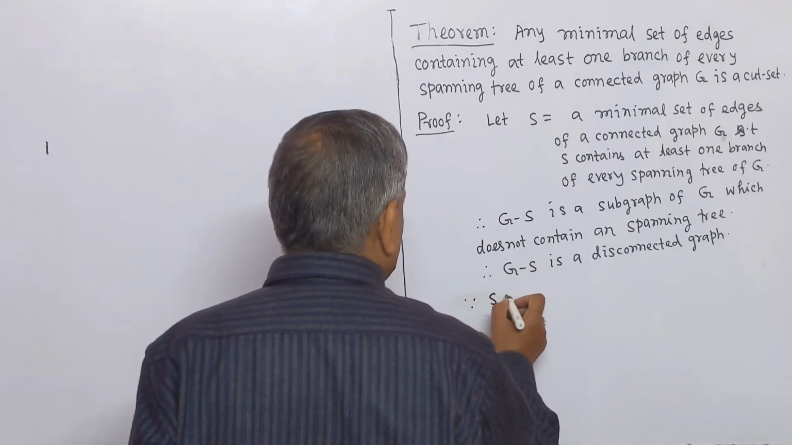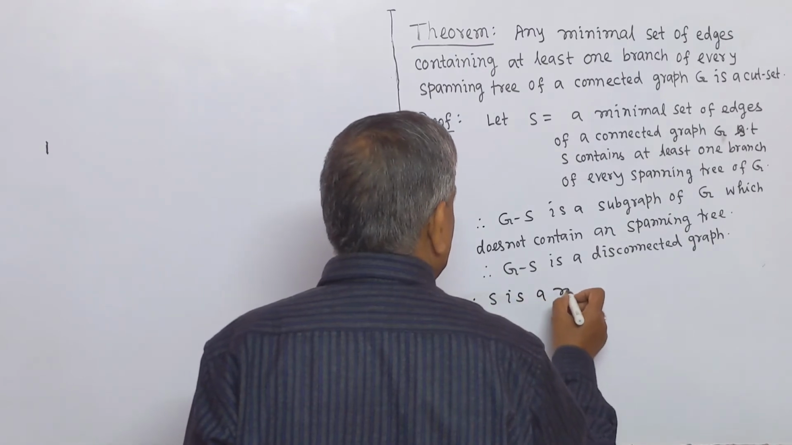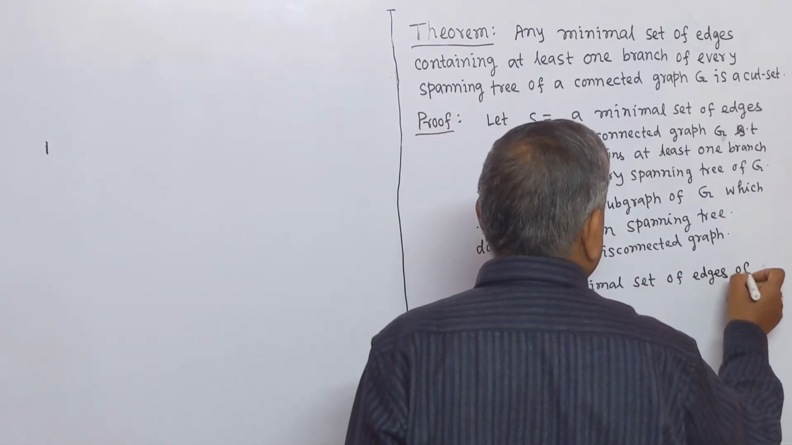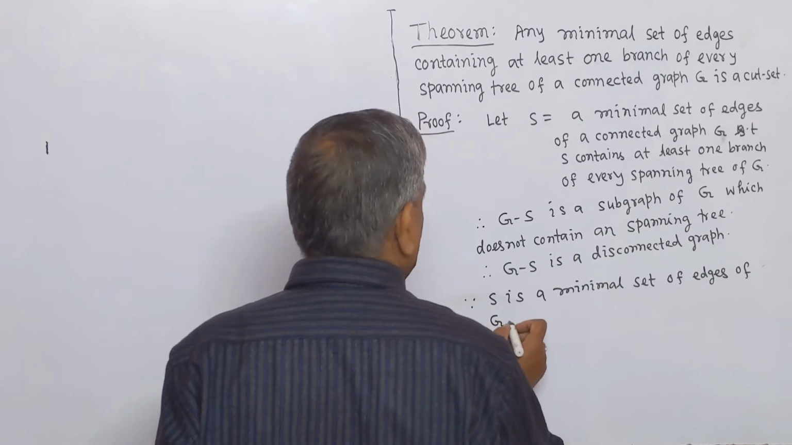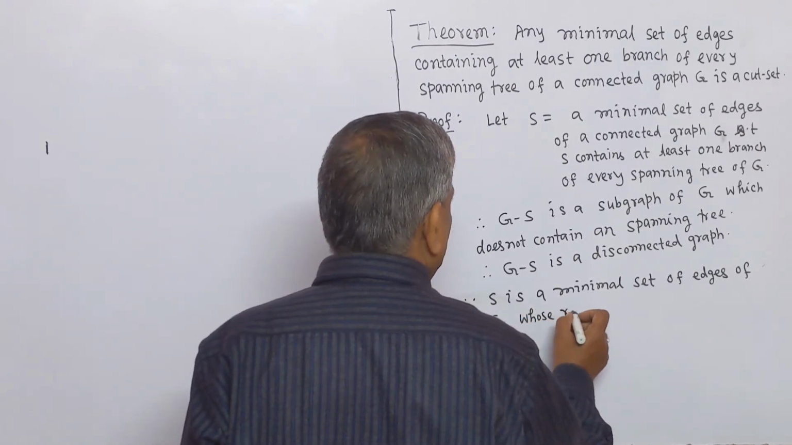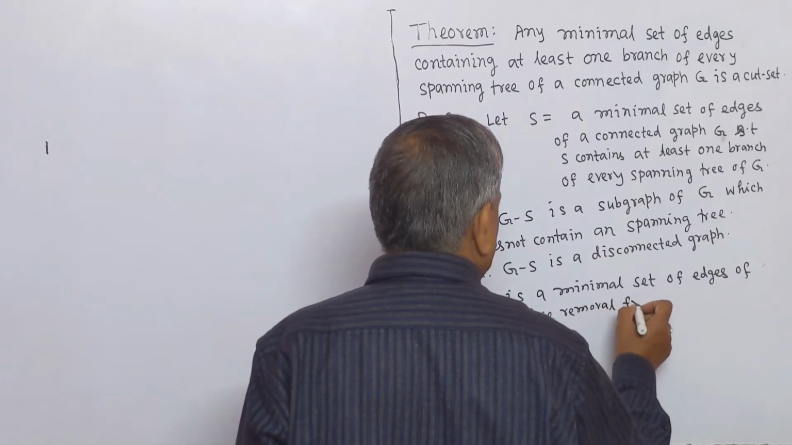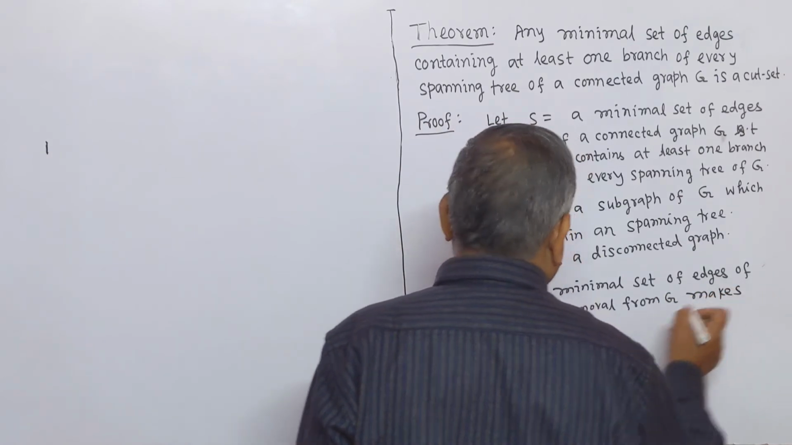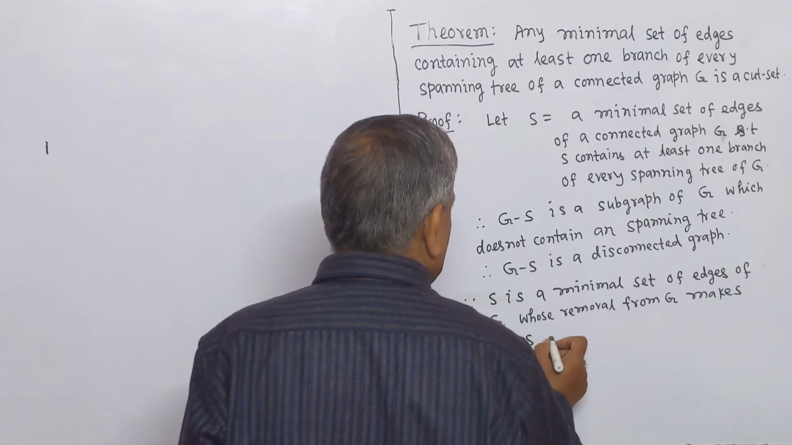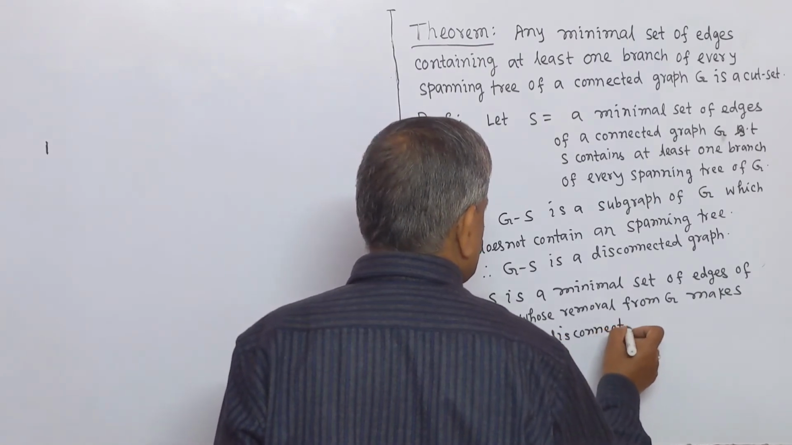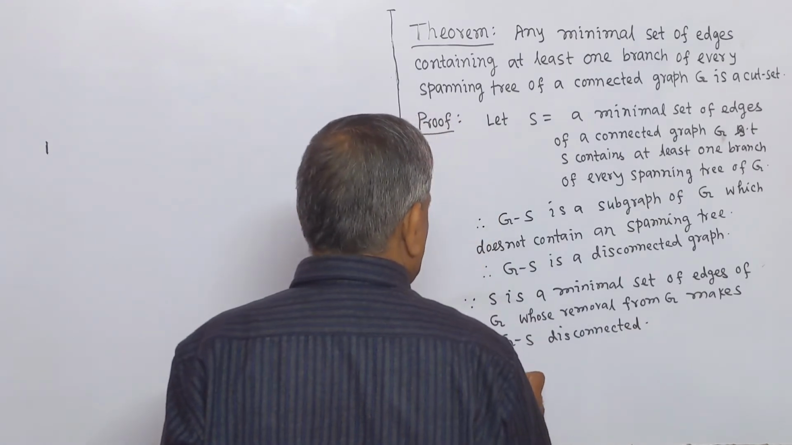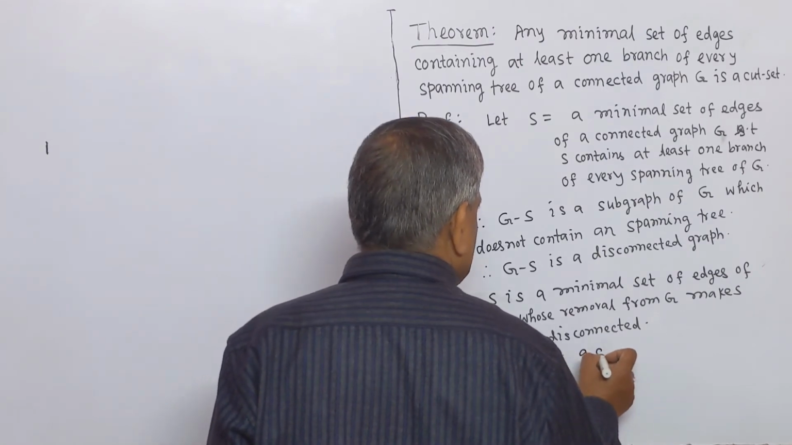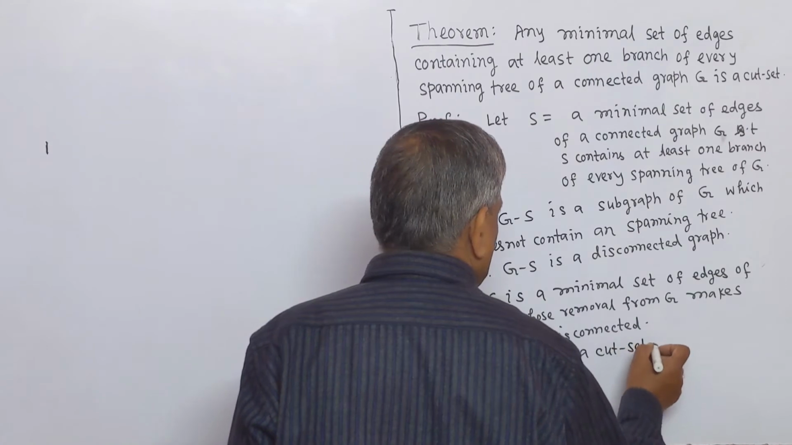Since S is a minimal set of edges of graph G whose removal from G makes G minus S disconnected, therefore S is a cut set. Proved.